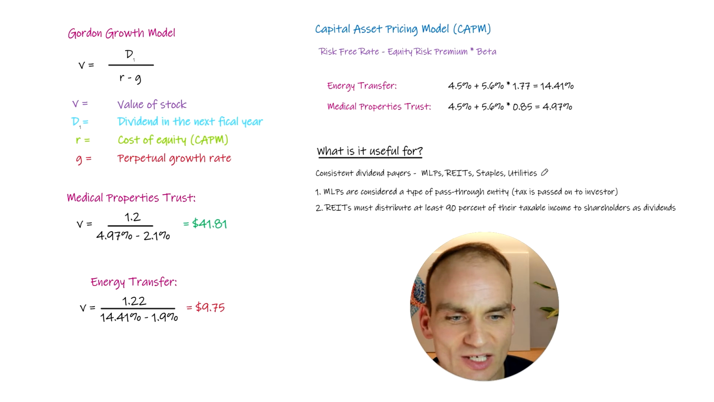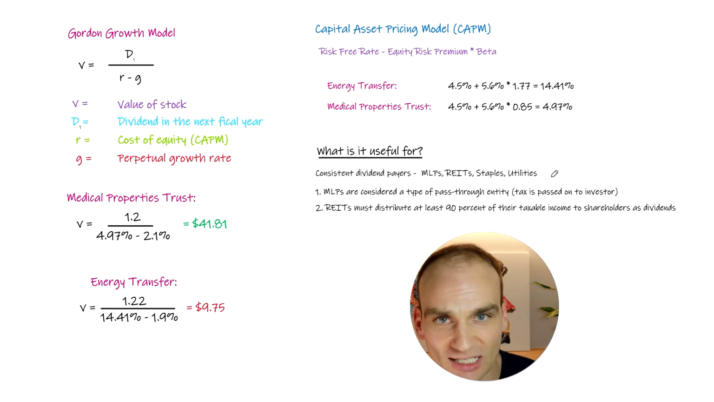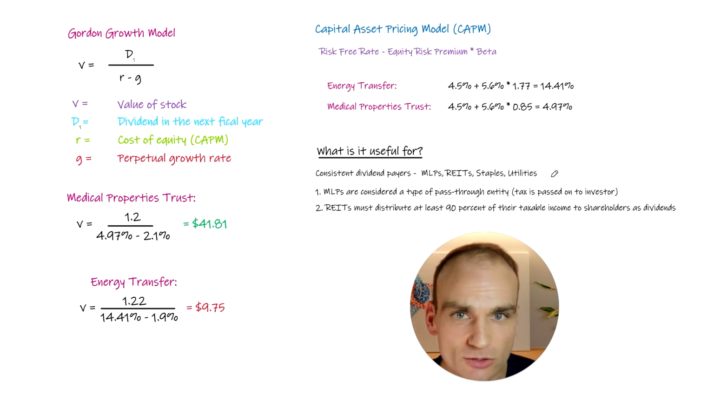So both REITs, MLPs, staples, utilities, these type of companies, when you're analyzing them, let's say you've gone over the balance sheet, cash flow statements, income statements, you've really understood everything about these companies, good quality, profitable businesses. Now you need to understand what a fair value is. These type of businesses and these type of industries tend to work really well with the Gordon Growth model.